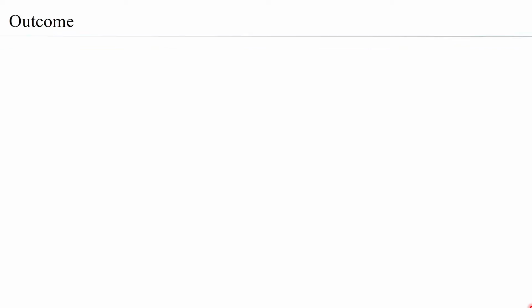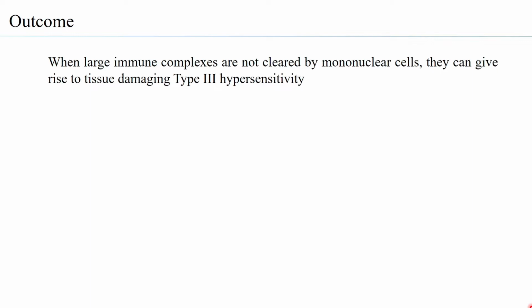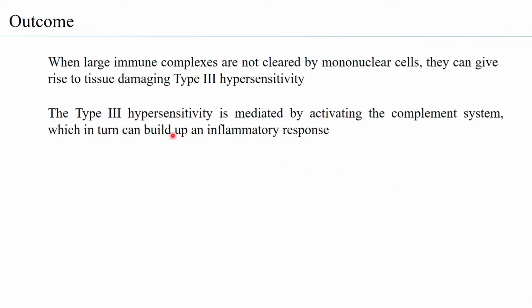So let us look at the learning outcomes of the session. When large immune complexes are not cleared by mononuclear cells, they can give rise to tissue damaging type 3 hypersensitivity. You must understand that the basic purpose of the immune system is to form immune complex, and that immune complex can then be eliminated through various processes. But in this case, although the immune complex has been formed, it is not being cleared by the mononuclear cells, and therefore the presence of these immune complexes leads to type 3 hypersensitivity.